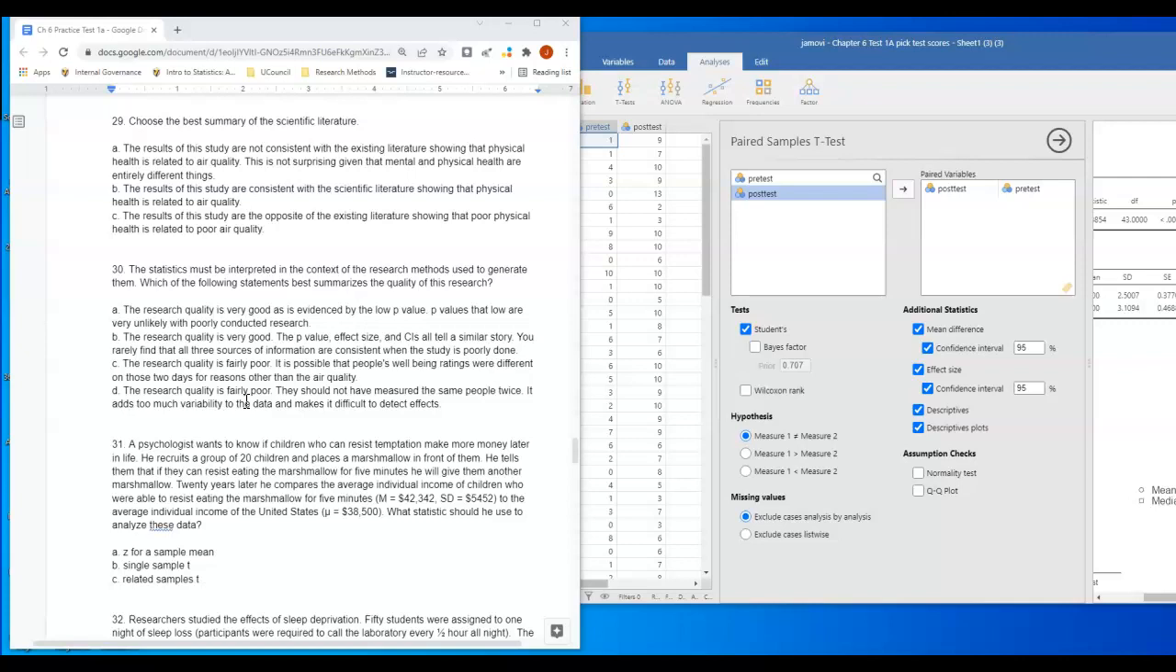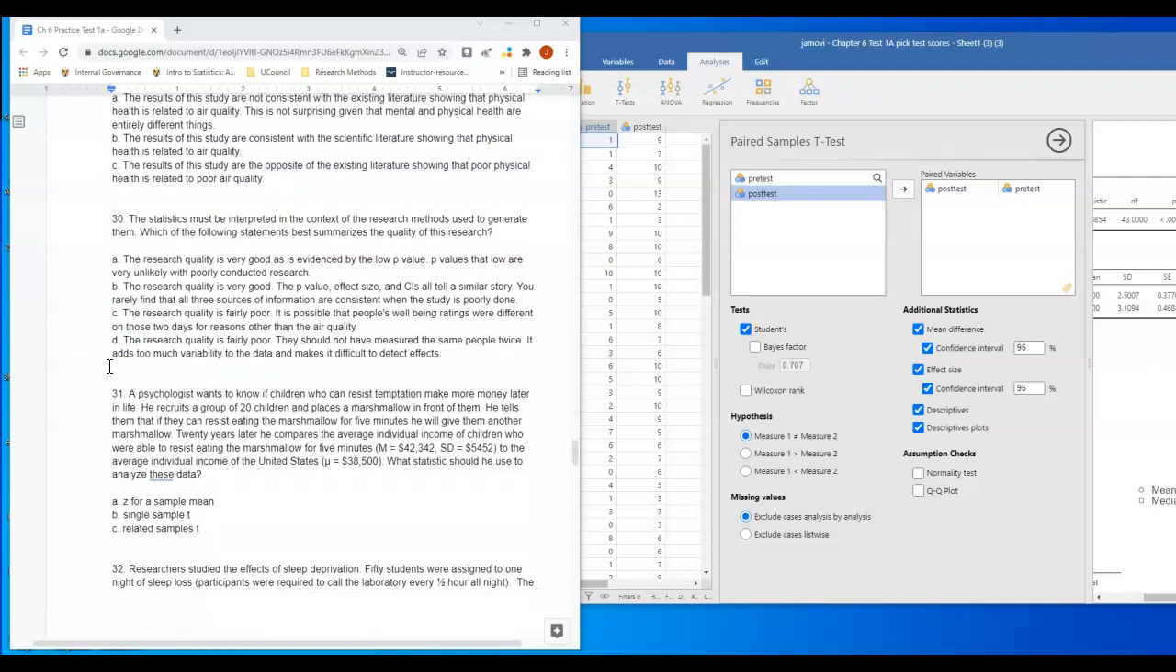C, the research quality is fairly poor. It's possible that people's well-being ratings were different on those 2 days for different reasons other than air quality. And that's true, right? That we already talked about, right? It's possible that it's just the holidays being over, which is reducing people's stress. Or maybe the days are getting longer and it's reducing people's stress, whatever the case may be. D, the research quality is fairly poor. They should have not measured the same people twice. You can definitely measure the same people twice, and it does not add variability, nor does it make it difficult to detect effects. So C is the best answer there.